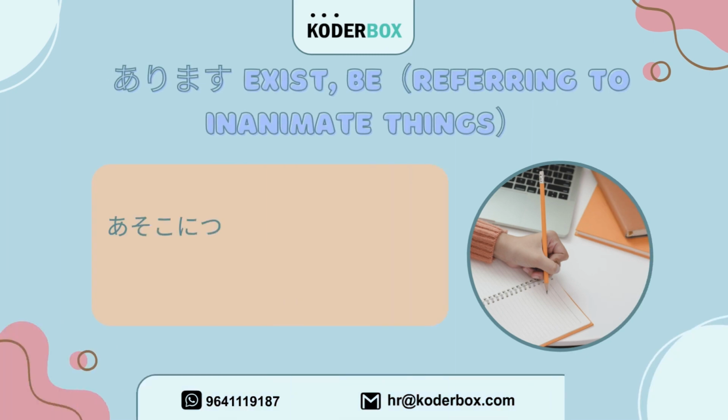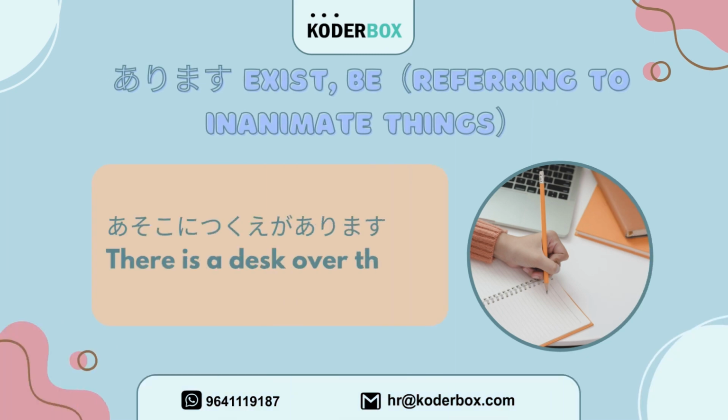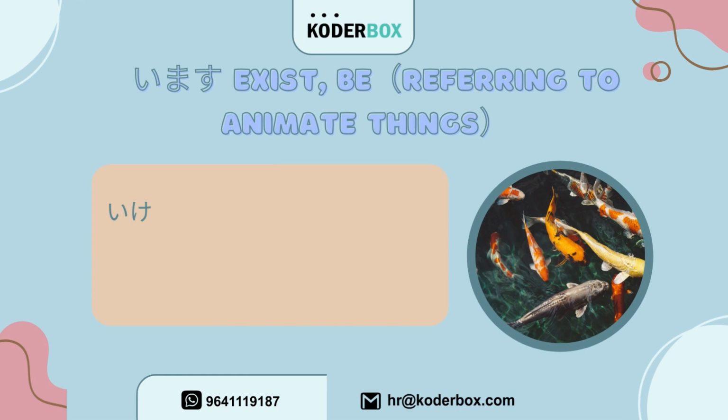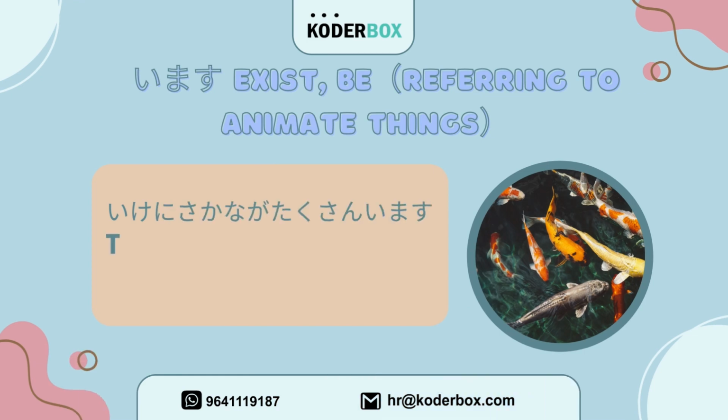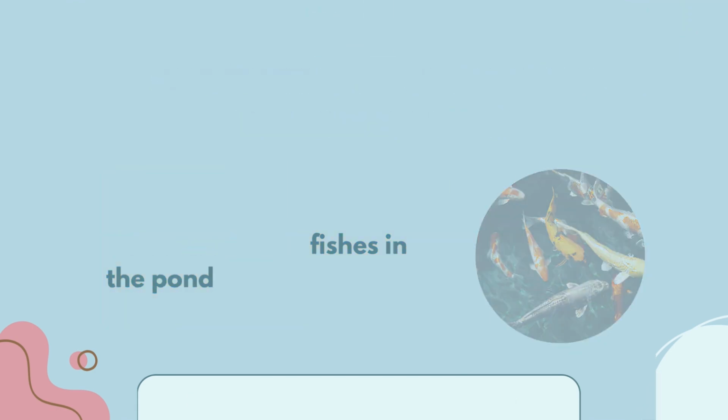First, arimasu. Exist, be, referring to inanimate things. Asoko ni tsukue ga arimasu. There is a desk over there. Second, imasu. Exist, be, referring to animate things. Ike ni sakana ga takusan imasu. There are lots of fishes in the pond.